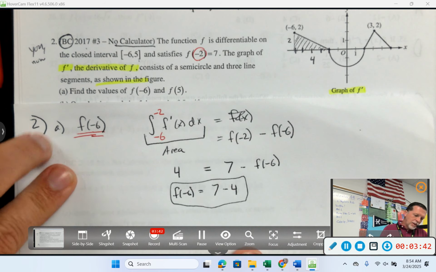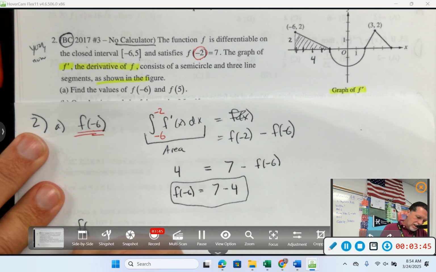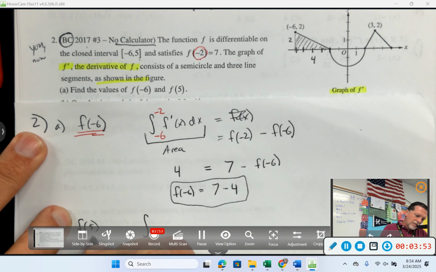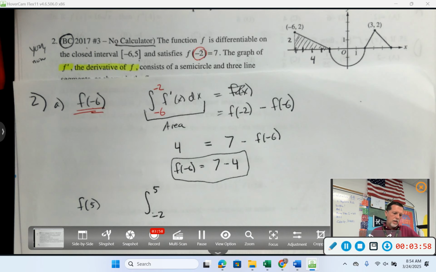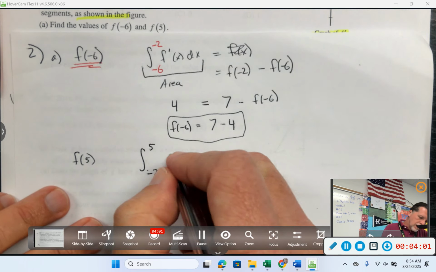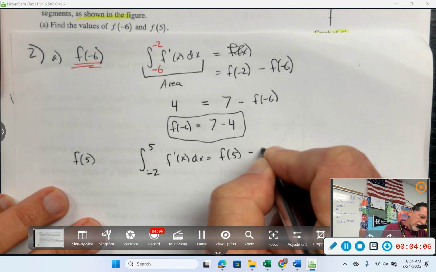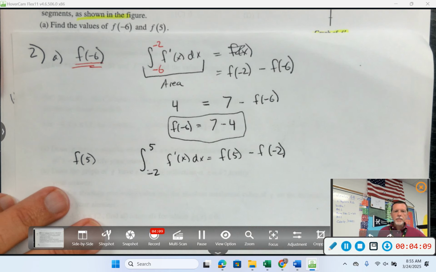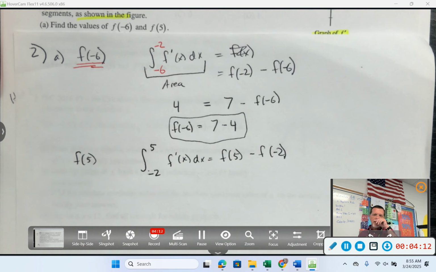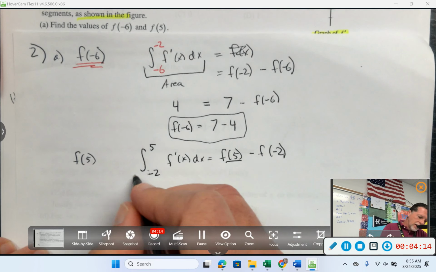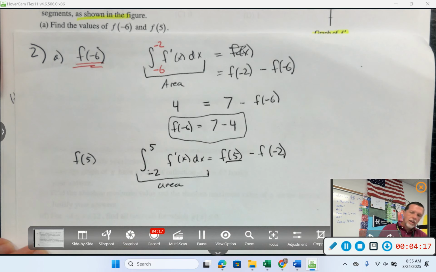F of 5 is going to be almost the same thing. The same type thing, anyway. Integral from, I'll need to use 5 and -2, so we'll go from -2 to 5 this time, of f prime equals f of 5 minus f of -2. We know f of -2. We're trying to find f of 5. So once again, we need area from -2 to 5.